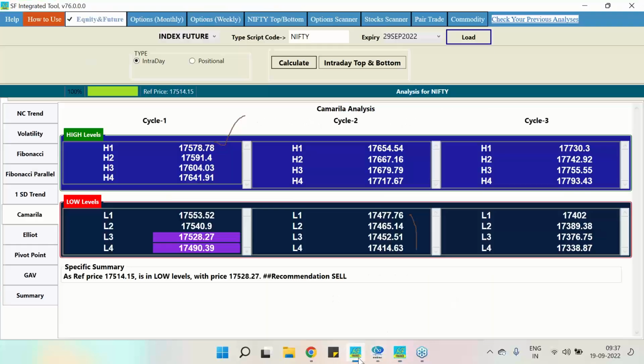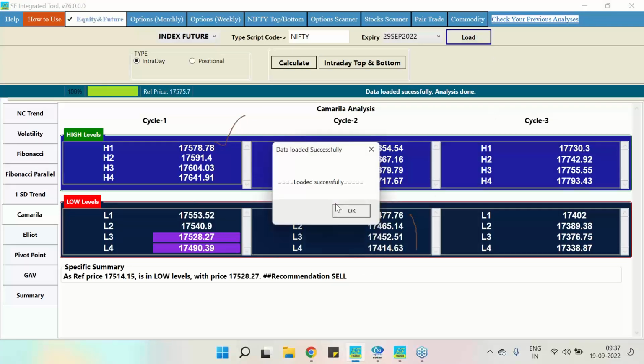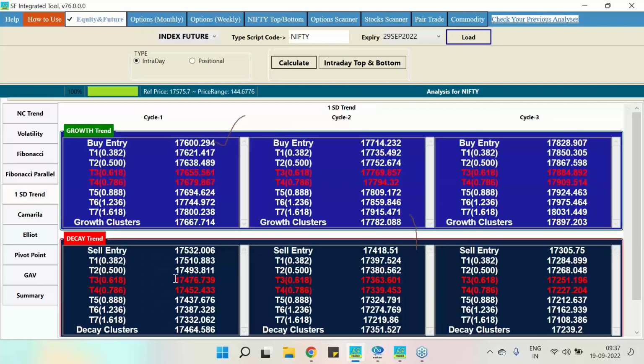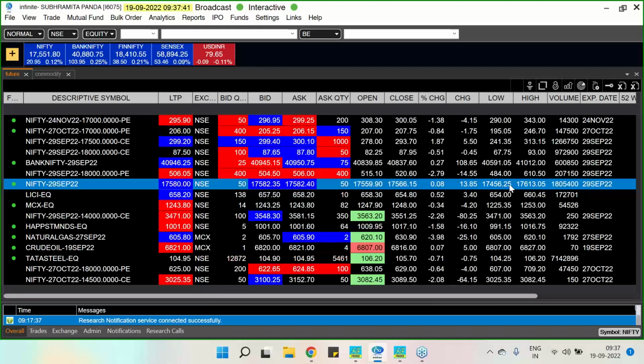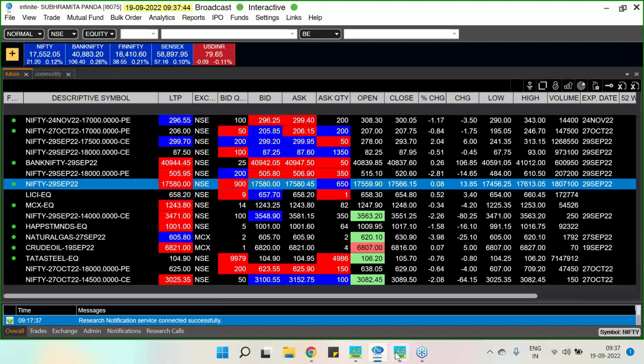If I paste the data now, all data points have changed. Have a look at Camarilla here: the level of sales it was giving has gone, so it now has a neutral view. In the initial couple of minutes, Nifty has drifted and gone to a level of 17,456.